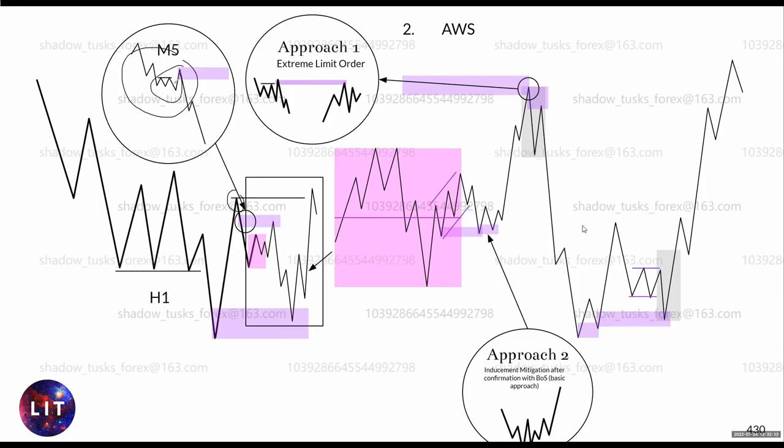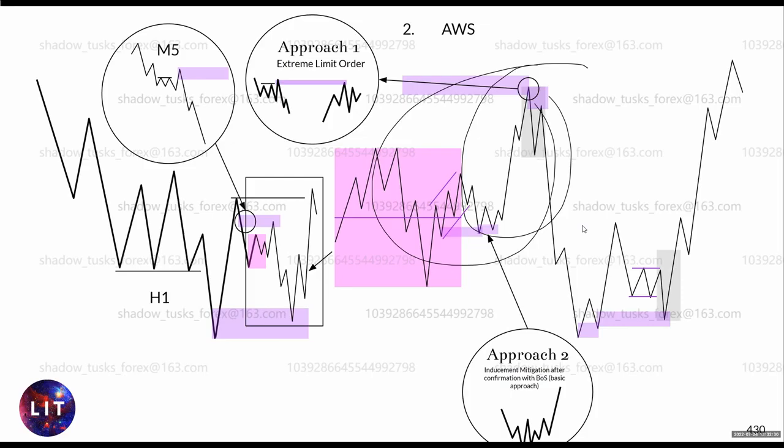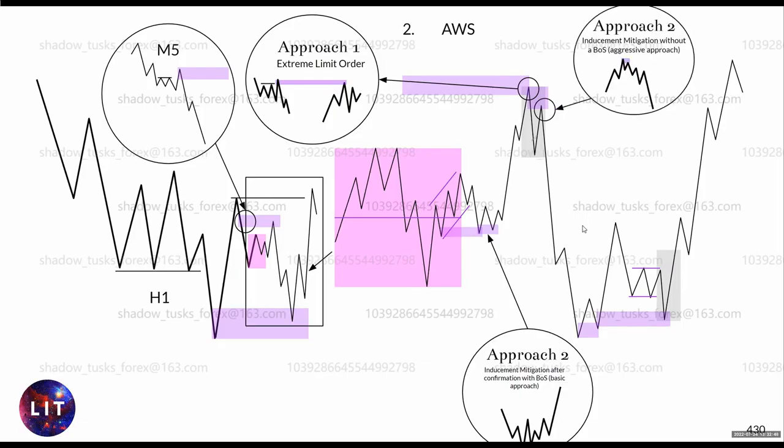You just have to identify these proper points of interest after your build up got induced, and you know that build up should be ready and the cycle should be ready to reverse on it, right? So that's the extreme approach, the extreme limit order approach. Then in this scenario, it gave us the Mona Lisa scenario after a break of structure. And in this sense, it's not even aggressive because we had a break of structure here. So inducement, mitigation with a break of structure, that's technically the confirmed one, right?